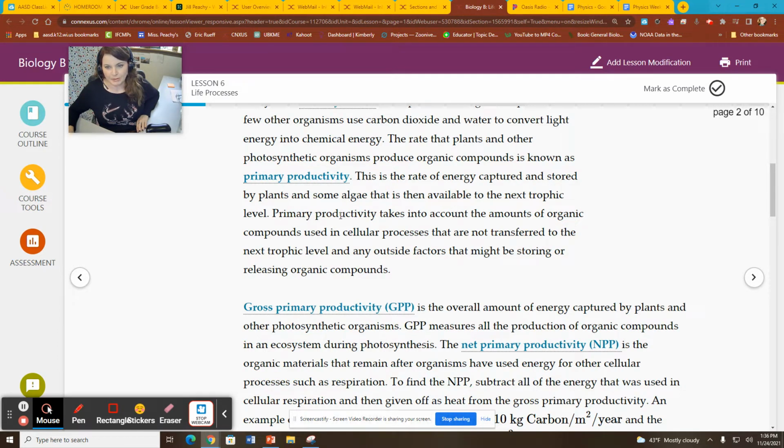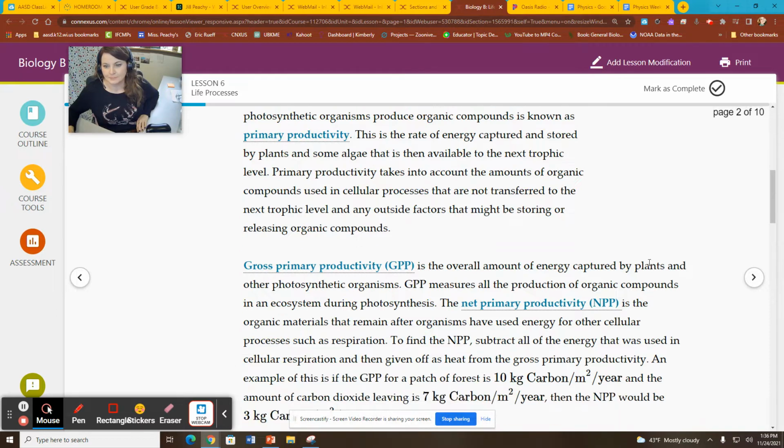It says here primary productivity takes into account the amounts of organic compounds used in cellular processes that are not transferred to the next trophic level and any outside factors that might be storing or releasing inorganic compounds. So we have two different measures of primary productivity. We have gross and net.